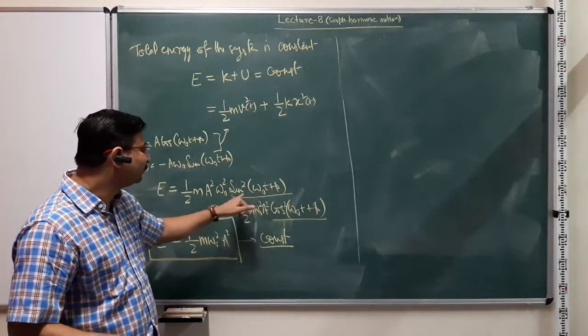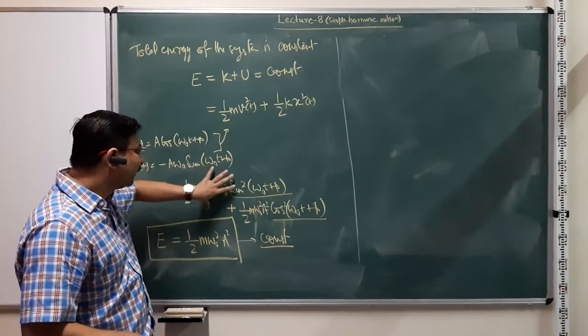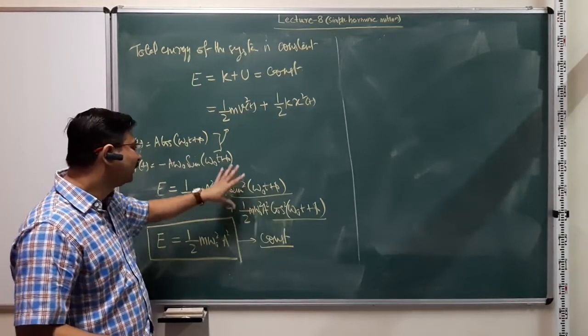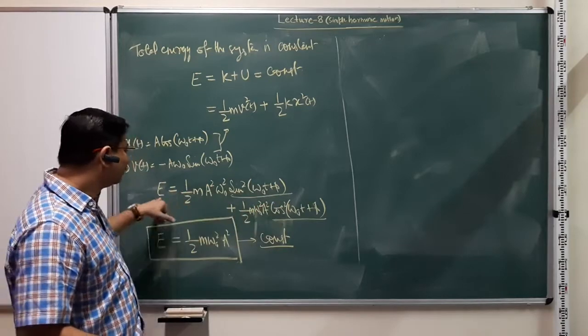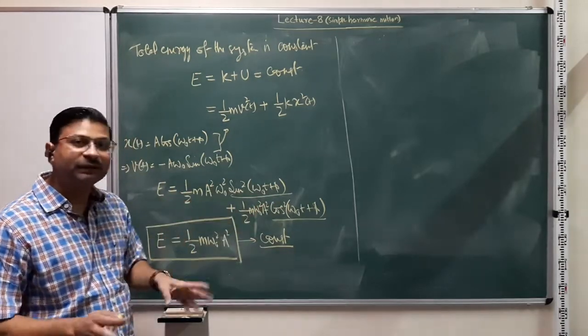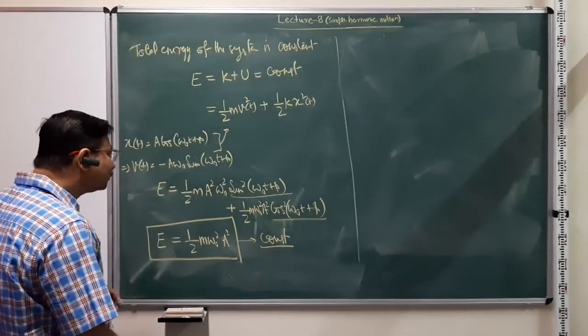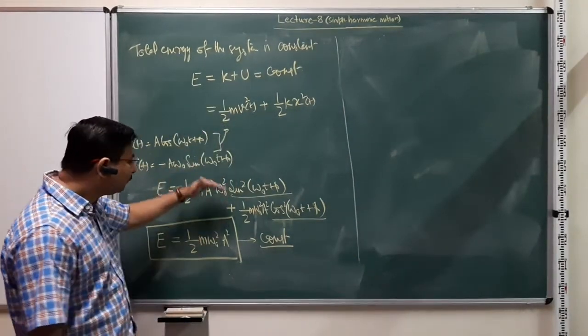In fact, kinetic energy can be completely the total energy while potential energy goes to 0, and similarly kinetic energy will be 0 and potential energy will be the maximum energy, because sine and cos both functions will oscillate between plus minus 1 going through 0, right? So there will be partitioning of energy.